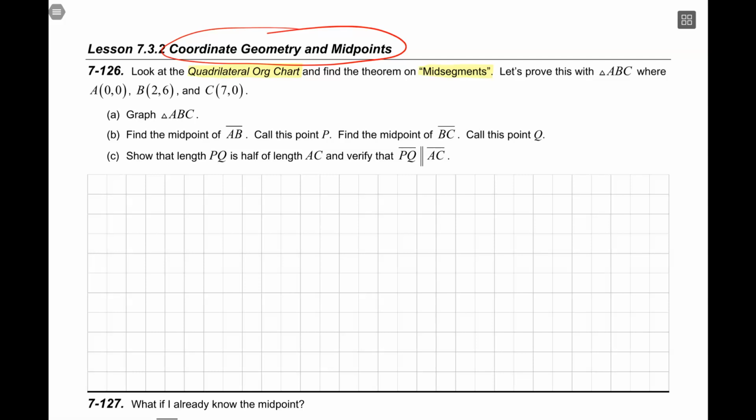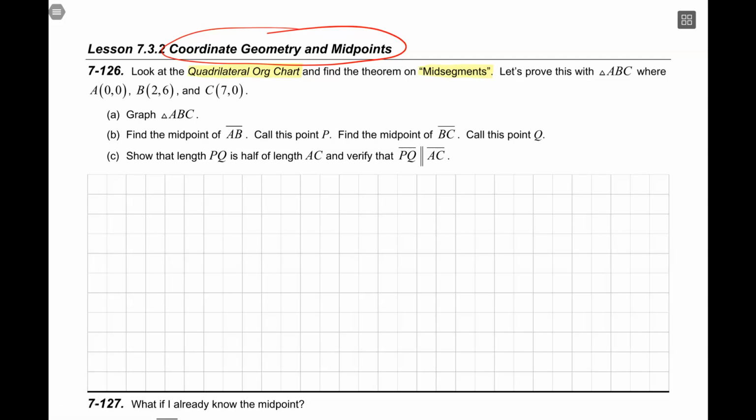Okay, we're going to prove this theorem with a simple little example for triangle ABC, where A is at the origin (0, 0), B is at (2, 6), and C is at (7, 0). First thing we're going to do is graph triangle ABC, and I want you to do me a favor. Students have a tendency to do this. Do not do what I'm about to do.